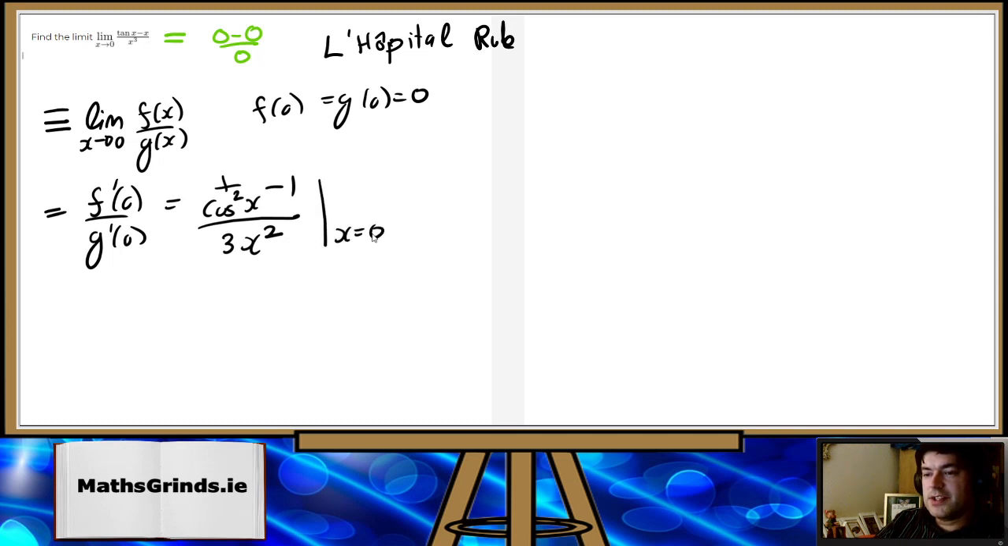And when you put in x is 0, it happens again. So when x is 0, this will equal 0 over 0. So we use it again.